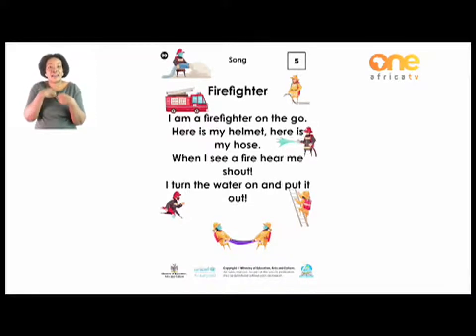I am a firefighter on the go. Here is my helmet. Here is my hose. When I see a fire, hear me shout. I turn the water on and put it out.